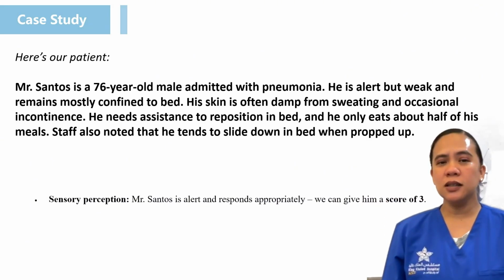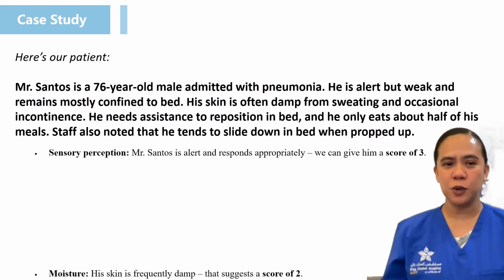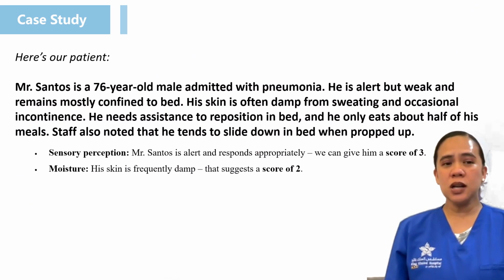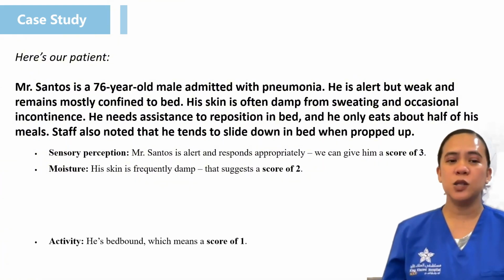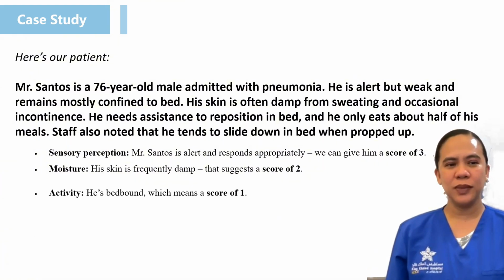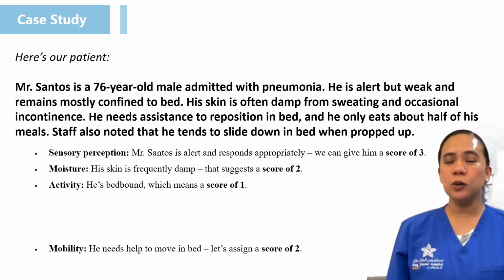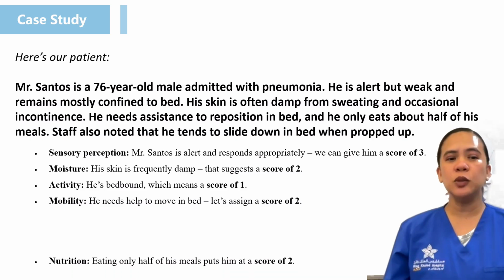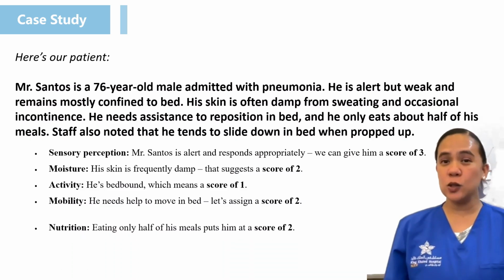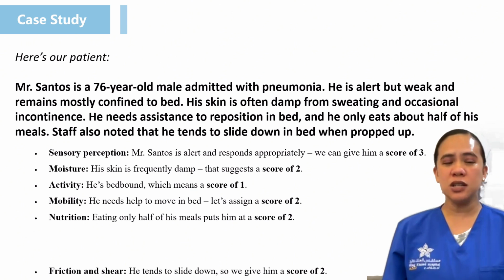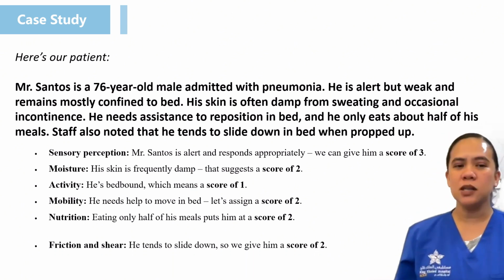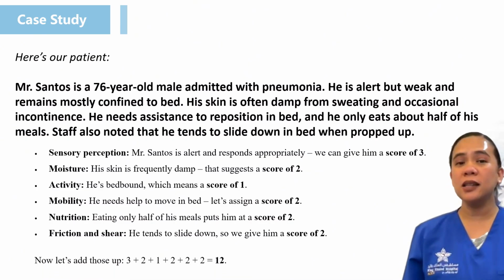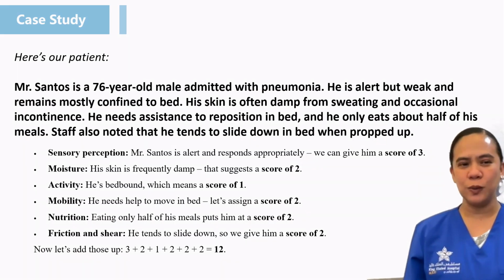Sensory perception, Mr. Santos is alert and responds appropriately. We can give him a score of 3. Moisture, his skin is frequently damp. That suggests a score of 2. Activity, he's bedbound, which means a score of 1. Mobility, he needs help to move in bed. Let's assign a score of 2. Nutrition, eating only half of his meals puts him at a score of 2. Friction and shear, he tends to slide down, so we can give him a score of 2.